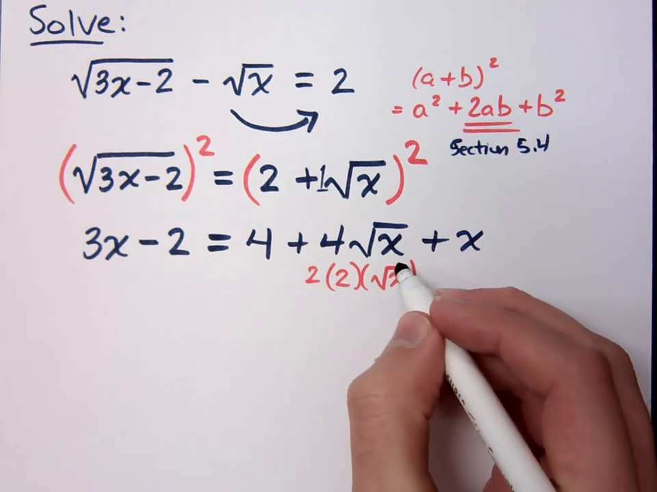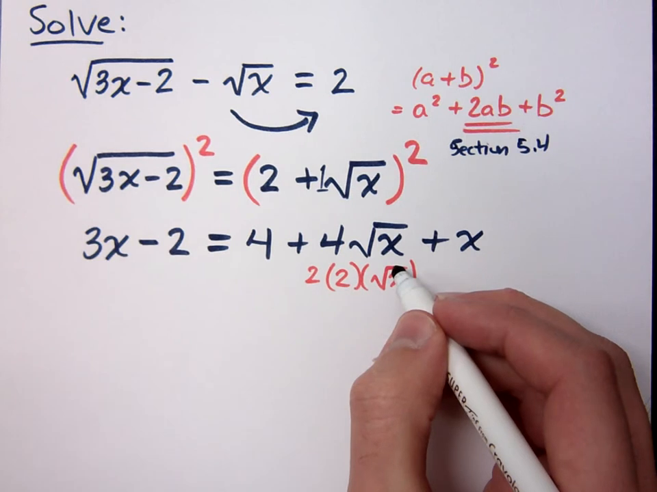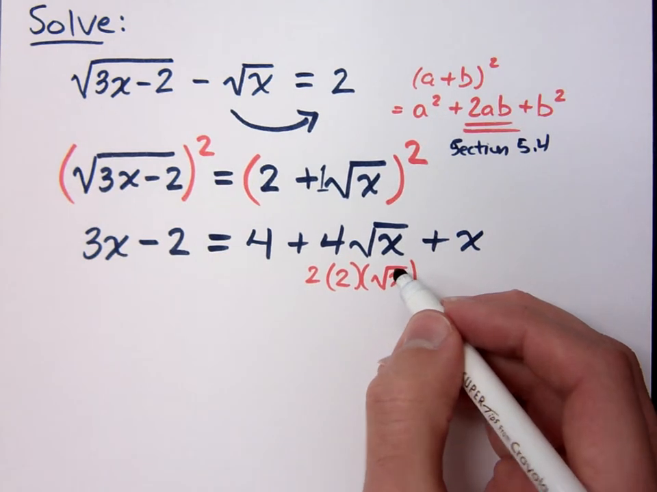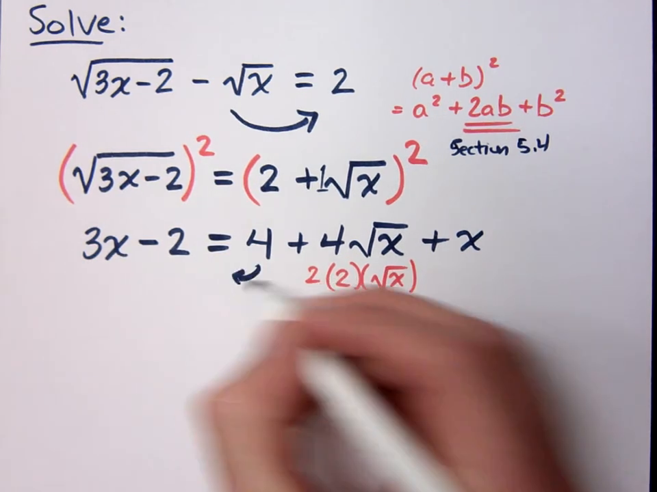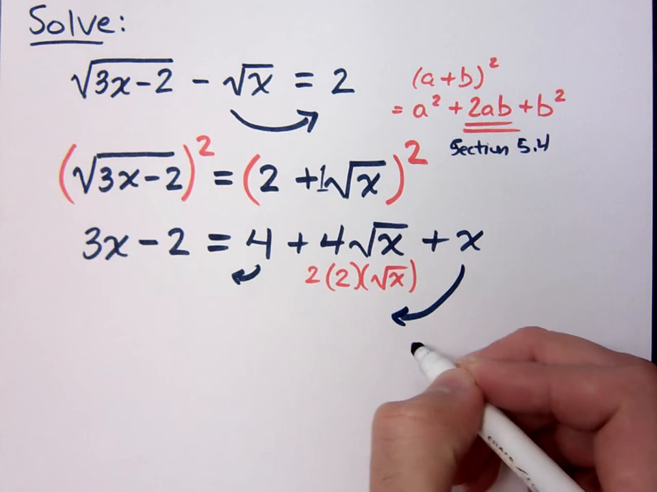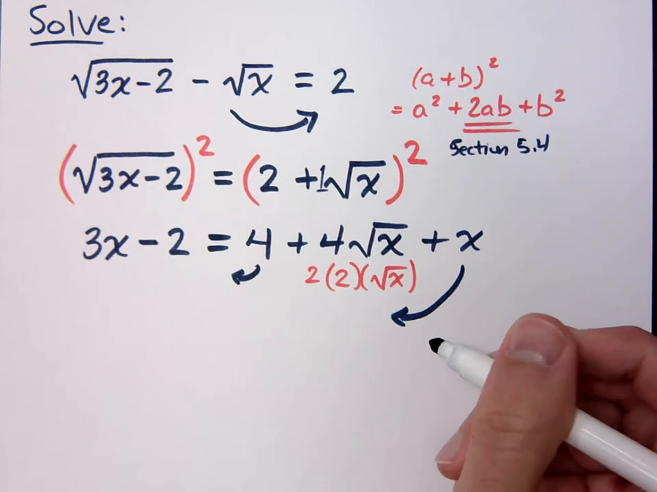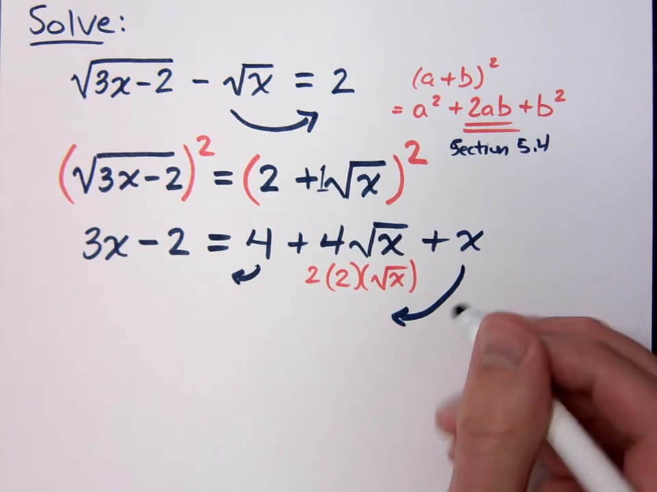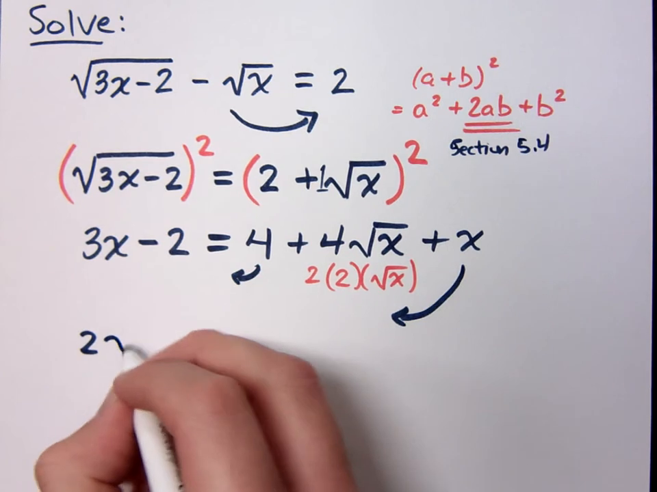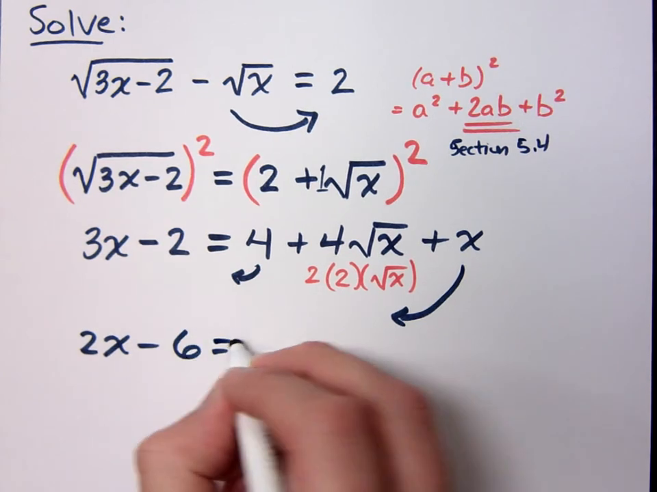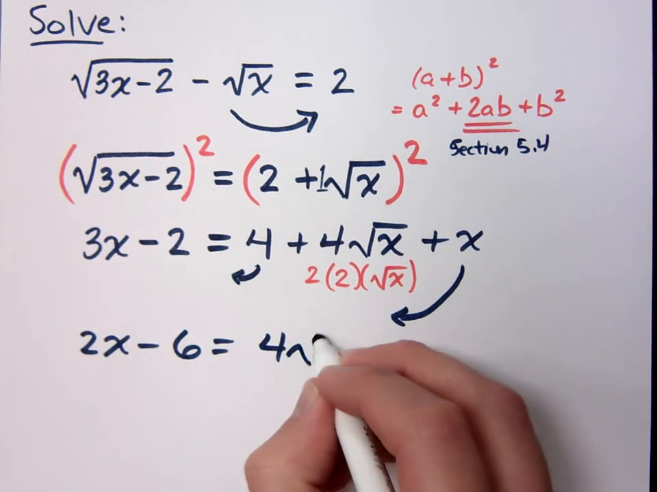Now, how many radicals do I start with in this equation? 2. How many do I have now? I still have 1 left, so I have to isolate that guy and apply the power property again. So move the 4 over, move the x over. What does my equation look like? I get 2x minus 6 is equal to 4 square root x.